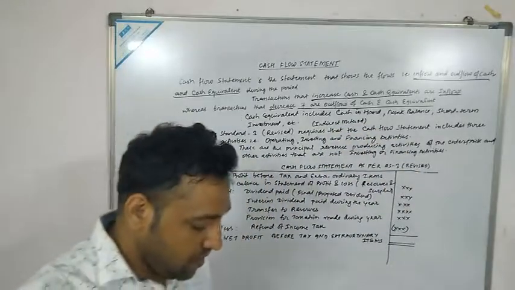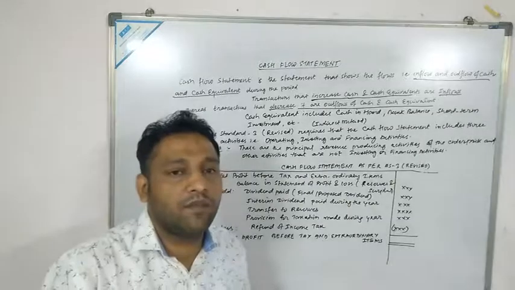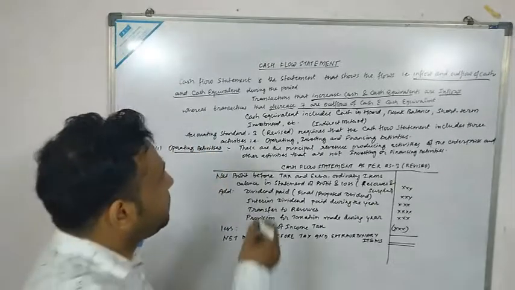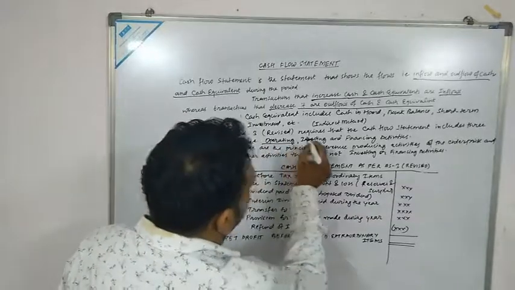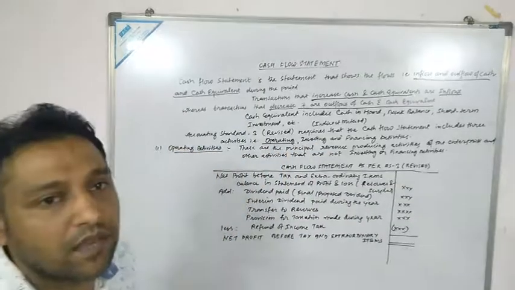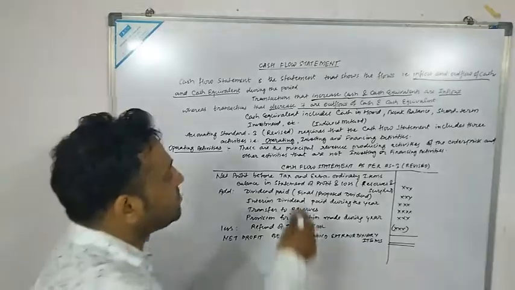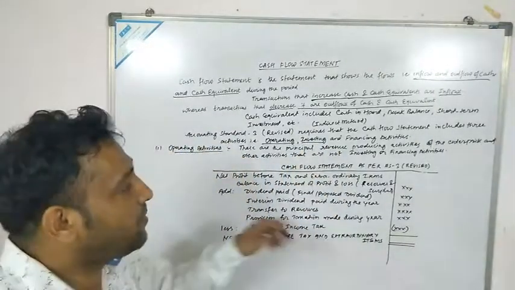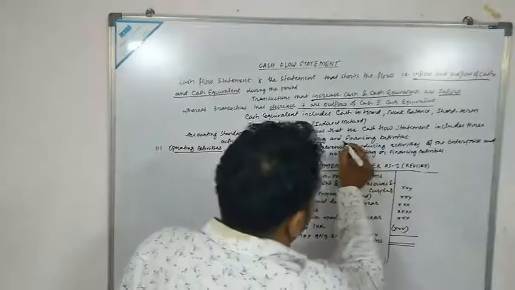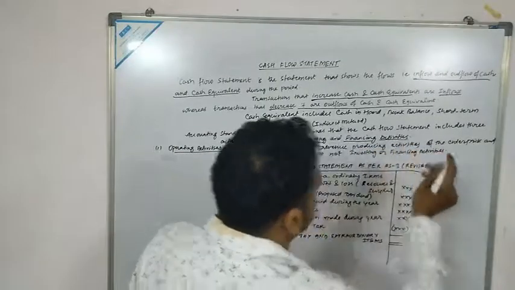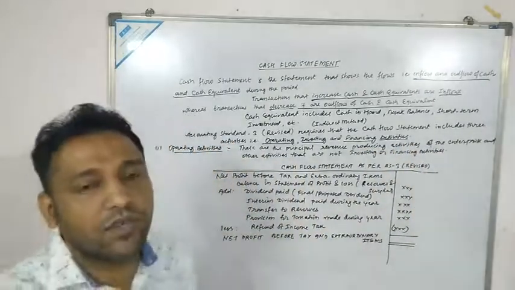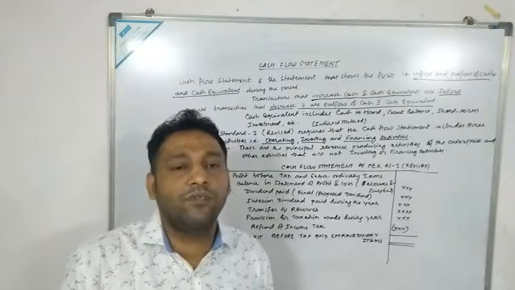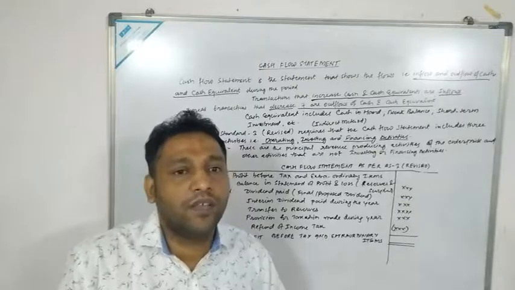While preparing the cash flow statement, we have to prepare three activities. First, cash flow from operating activities. Second, cash flow from investing activities. Third, cash flow from financing activities. If in the board exam a question comes to prepare the cash flow statement, you are required to prepare all three activities.